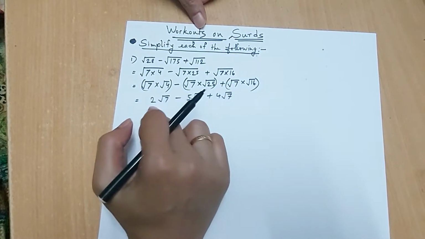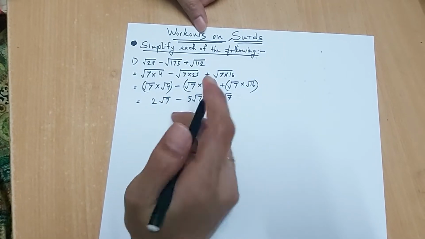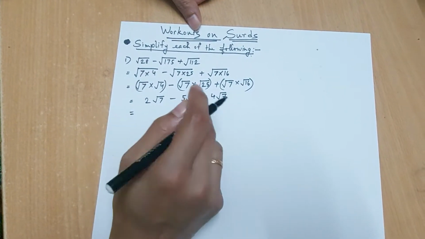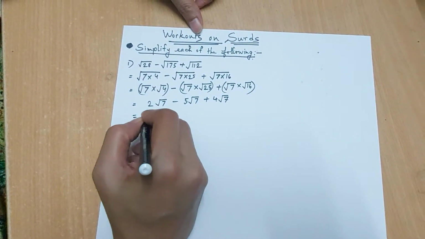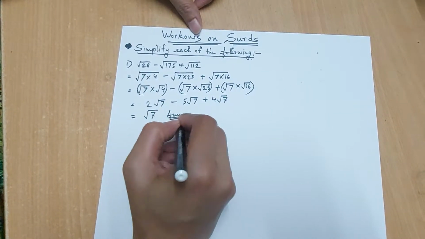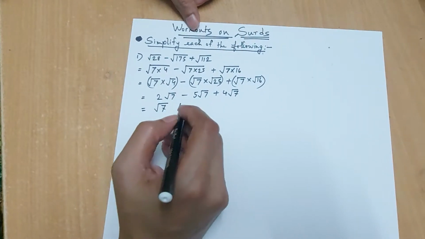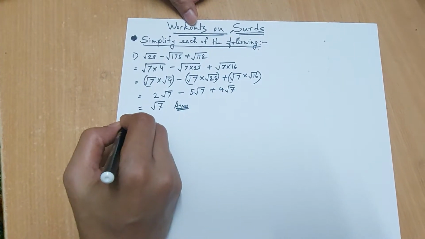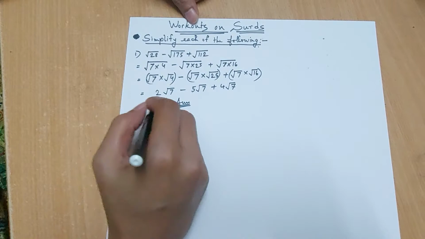So 2 root 7 and 4 root 7, these are positive and this is negative. Then only root 7 is left, and this is the answer for number 1. And then let's go to another one.